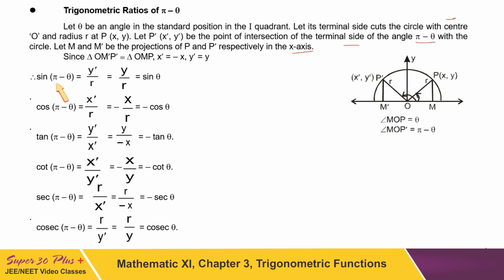Sin pi minus theta will be equal to Y dash upon R, and as we know Y dash is equal to Y, it is Y upon R, which is sin theta. That's why we can say that sin 180 minus theta is equal to sin theta. Similarly, cos 180 minus theta is minus cos theta, tan 180 minus theta is minus tan theta, and so on.